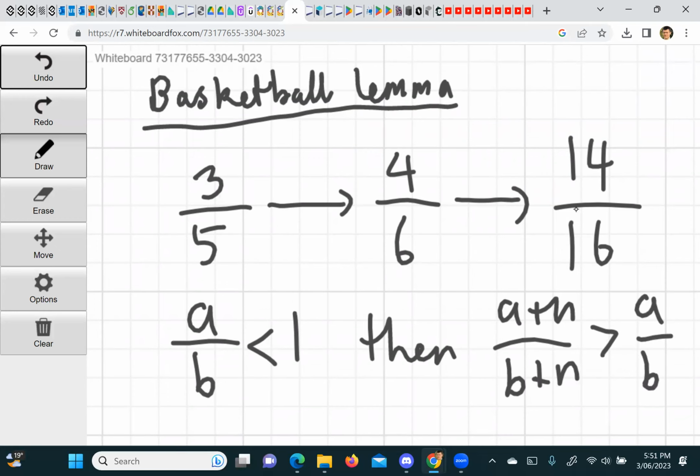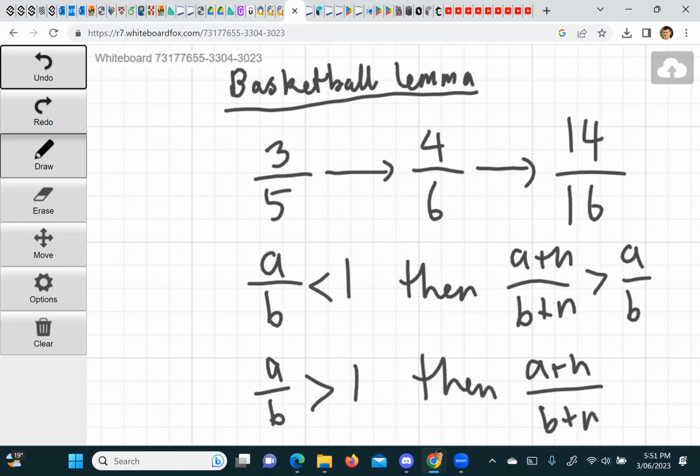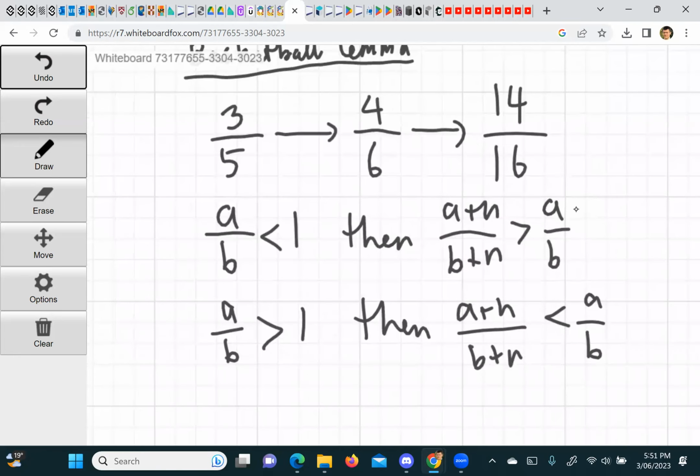And the funny thing is if a over b is bigger than 1, so that means your shooting percentage is already over 100%, then making them will actually decrease your shooting percentage, because 100% is less than something that's more than 100%. Okay, so that's pretty cool.